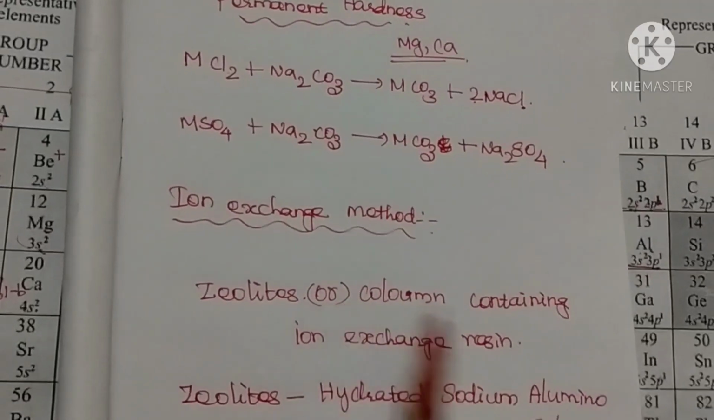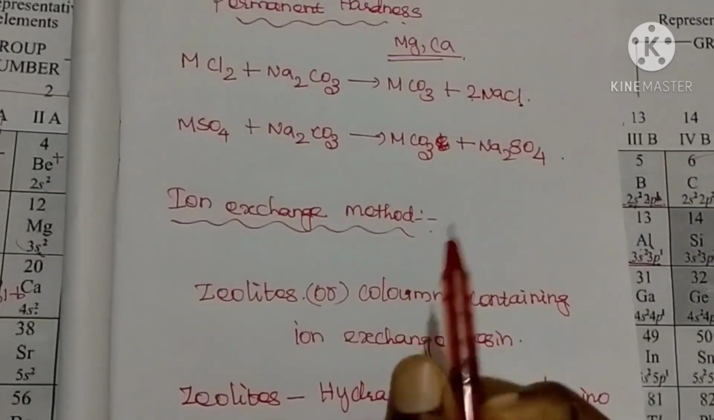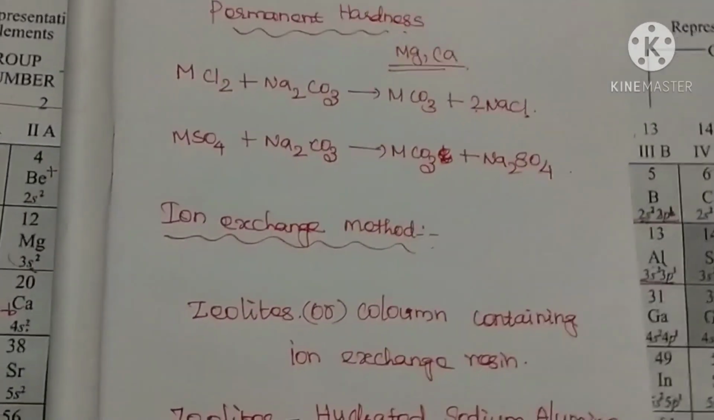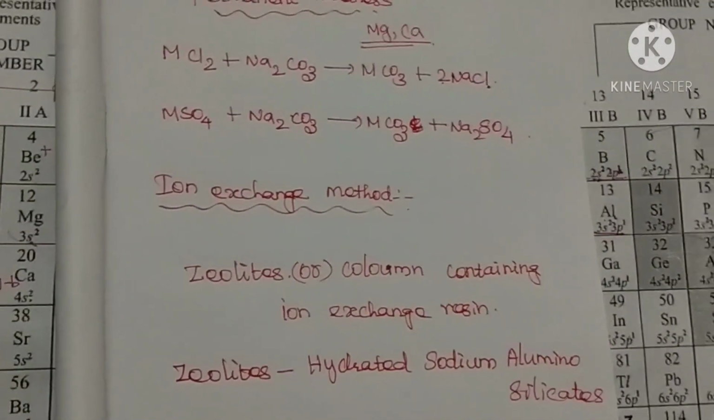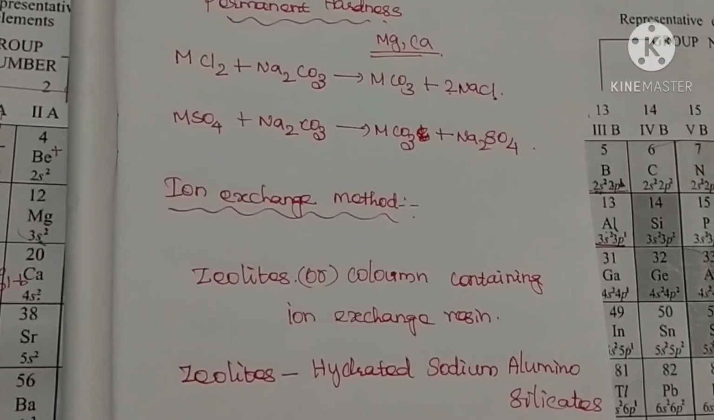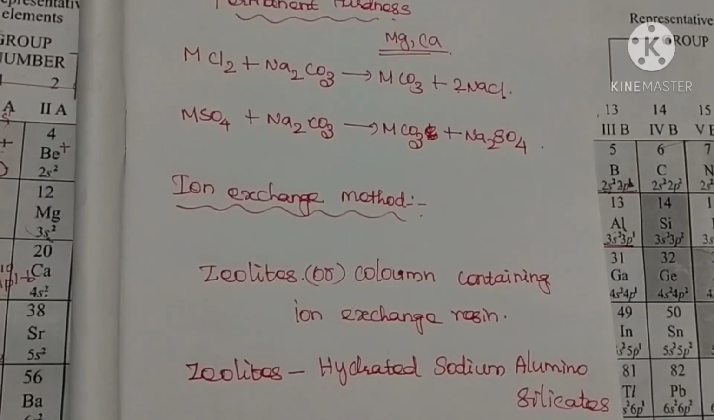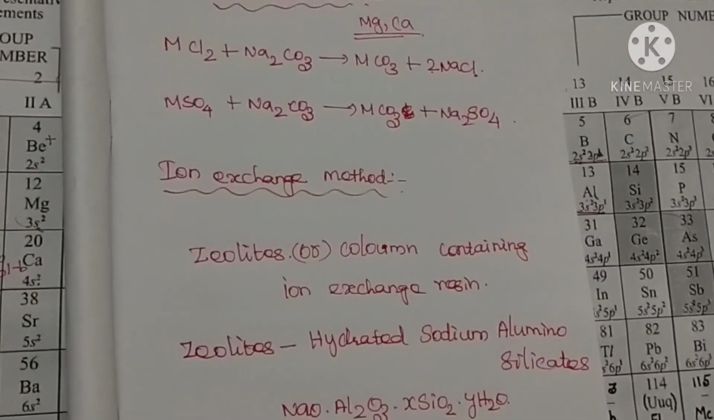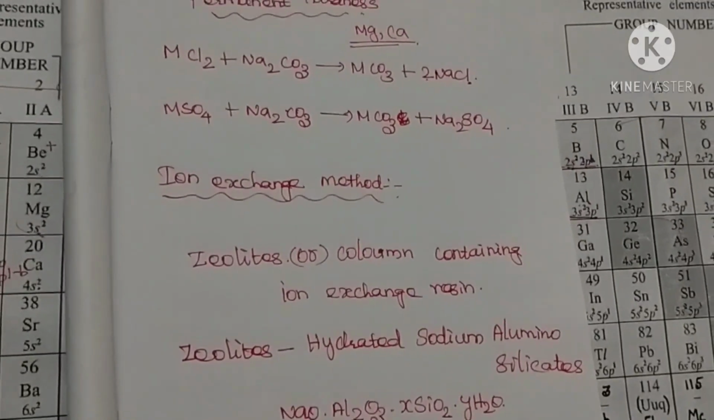So these two methods are used to remove the permanent hardness of water. For hardness of water, what is hard water, what is soft water, then the types of hardness of water, permanent hard water and temporary hard water.